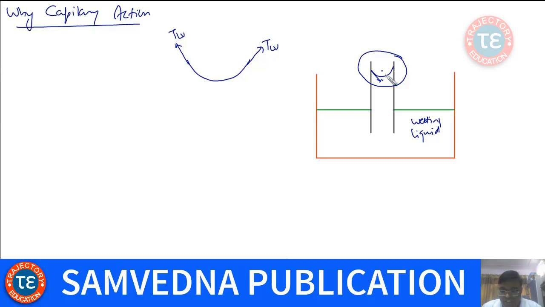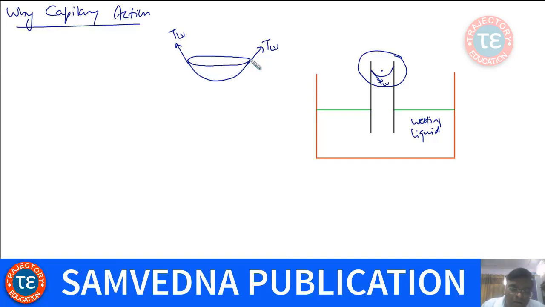The liquid has a tendency to decrease its surface area due to surface tension, and in that process it exerts force on the glass with which it is in contact. The force per unit length acting on the glass is TLV, and hence the glass will also apply an equal and opposite force TLV. This is the force per unit length acting on the liquid.